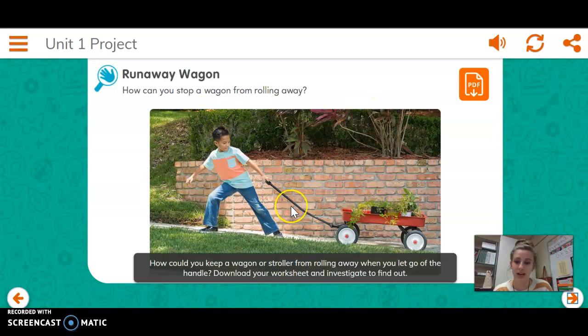So our next one. How could you keep a wagon or stroller from rolling away when you let go of the handle? Download your worksheet and investigate to find out.